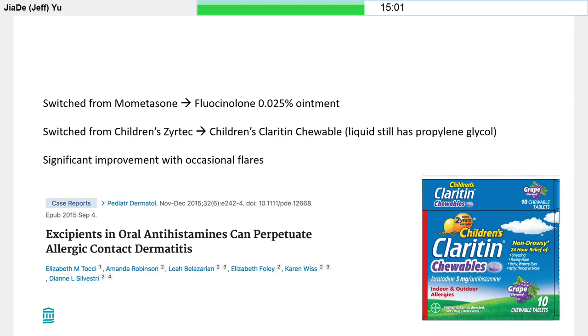So we switched him from mometasone over to a fluocinolone topical ointment that does not contain propylene glycol. We switched him from cetirizine over to loratadine chewable that does not have propylene glycol. Remember, the chewable is a solid, so it doesn't need the propylene glycol as an emulsifier, versus the loratadine liquid, which still had propylene glycol. Overall, he got significant improvement after avoidance of this, with only occasional flares, much more typical for his flexural eczema, limited to certain areas as opposed to the whole body flares he was experiencing previously.